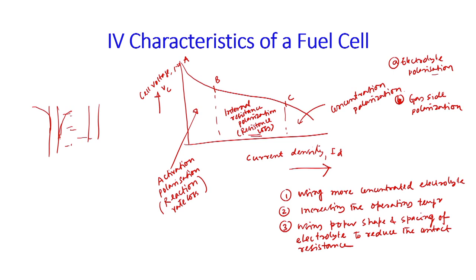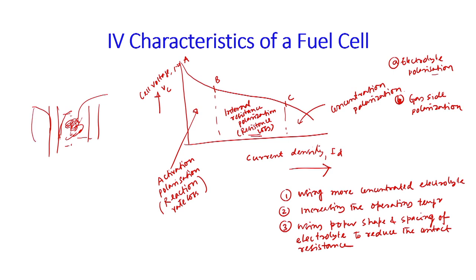This effect can be reduced by increasing the electrolyte concentration or by stirring the electrolyte. So we need some kind of device which can agitate this material. We need some kind of stirrer, okay? That will increase the diffusion process.